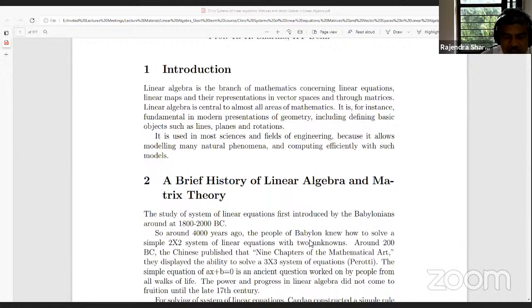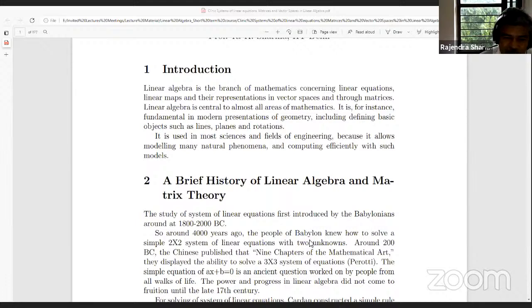Yet, a bit of pieces that I have collected from the literature says that the study of system of linear equations were first introduced by the Babylonians, and that was around 1800 to 2000 BC. So around say 4,000 years ago, the people of Babylon knew how to solve a simple 2x2 system of linear equations where the number of unknowns were 2.